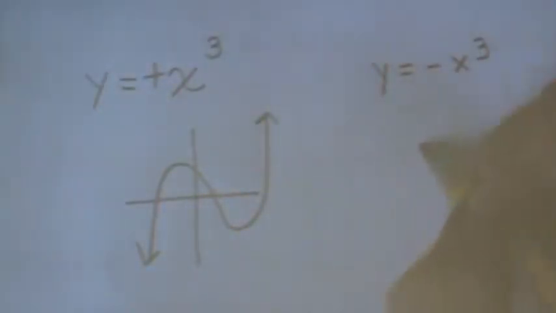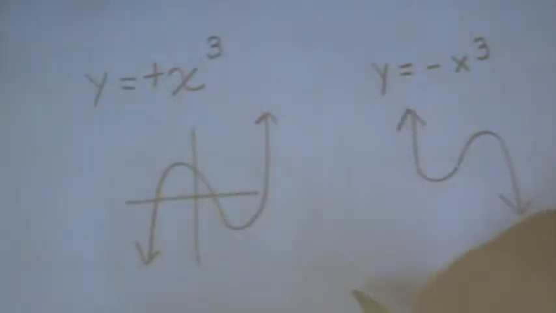Positive, negative. So if the leading coefficient is positive, it's gonna go down on the left, right is gonna go up, right? What if the leading coefficient is negative? It's the opposite. So the left side will go up and the right side will go down, right? What about if it's even?